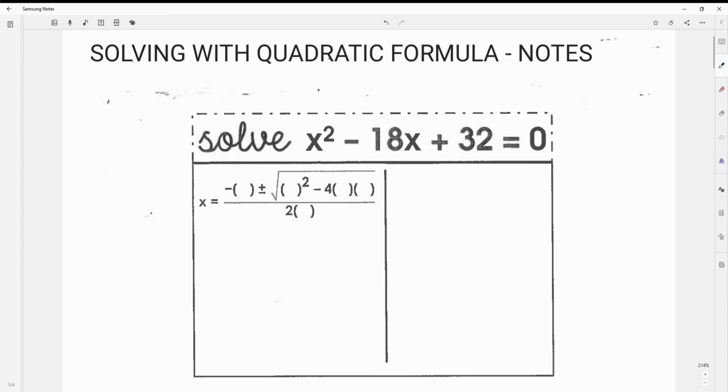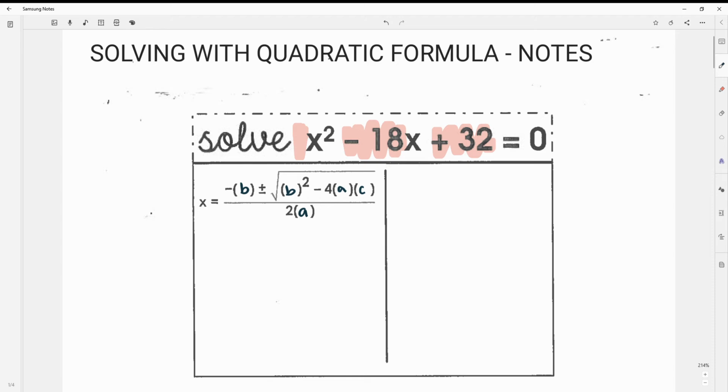So let's go ahead and practice using the quadratic formula. I'm going to write down the actual formula here. It's x equals negative b plus or minus the square root of b squared minus 4 times a times c, all of that divided by 2 times a. So we need to go back to standard form and identify what a, b, and c are. Once we've identified a, b, and c, all we have to do is plug it in to the equation.